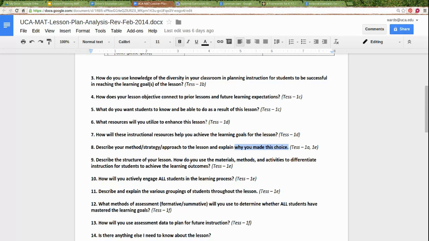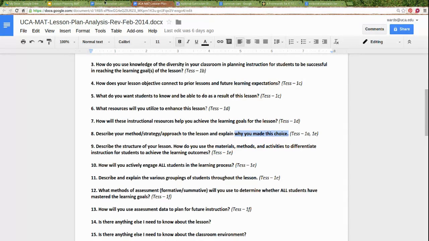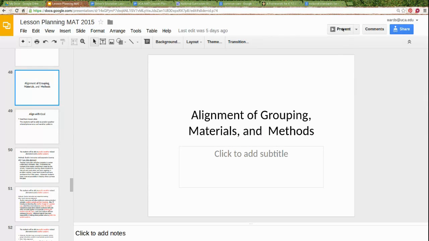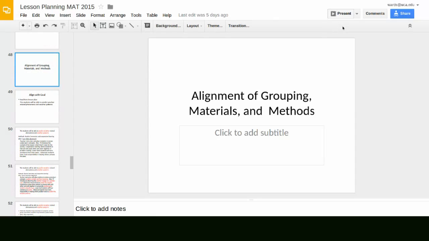The structure of your lesson. How are you using the materials and the methods and the activities to differentiate? Again, this has to do with alignment. So I'm going to talk to you for a few minutes about a little trick you can use to help alignment be more evident for the person that's reading your lesson.